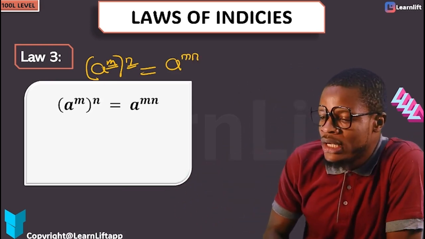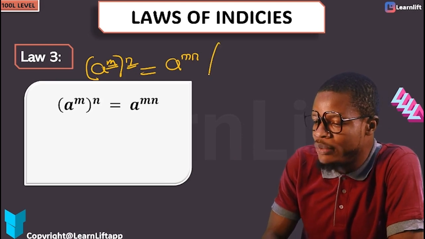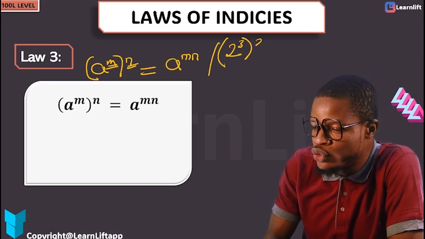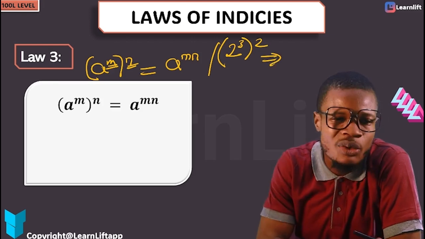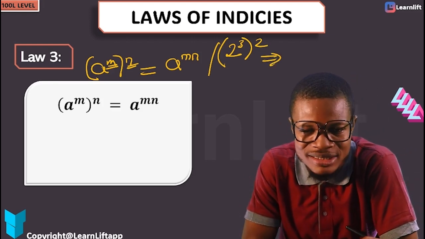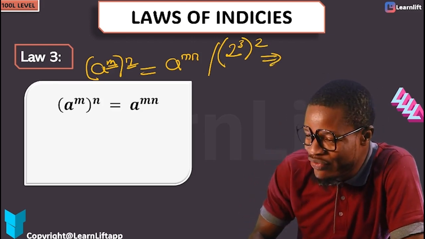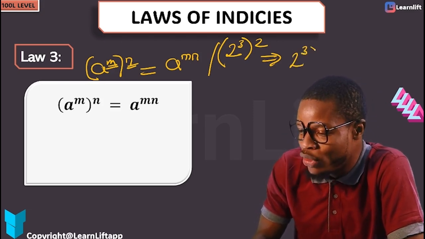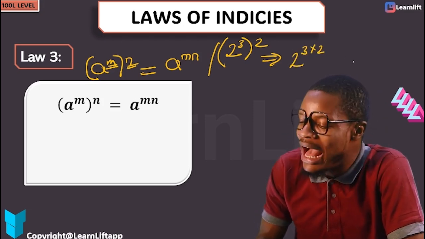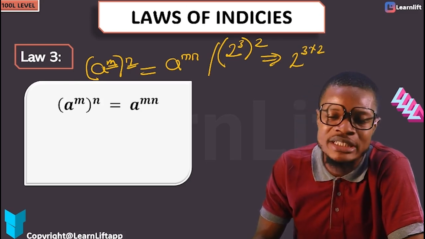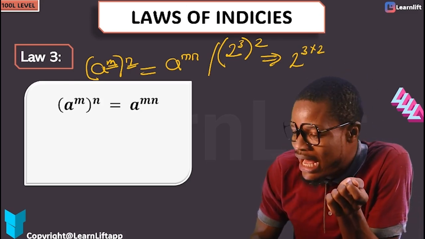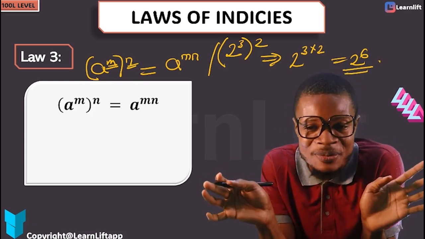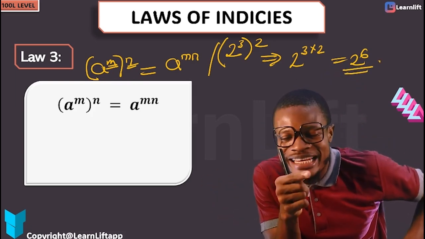Let's say we have, for example, 2 raised to the power of 3, all raised to the power of 2. Now very quickly, what's the answer to this? Very fast. This is going to give you 2 raised to the power of 3 multiplied by 2. And what is 2 times 3 or 3 times 2? That's going to give you 6, and that's going to give you 2 raised to the power of 6 as the final answer here. Very simple. Are you there? Now look at the next one very fast.